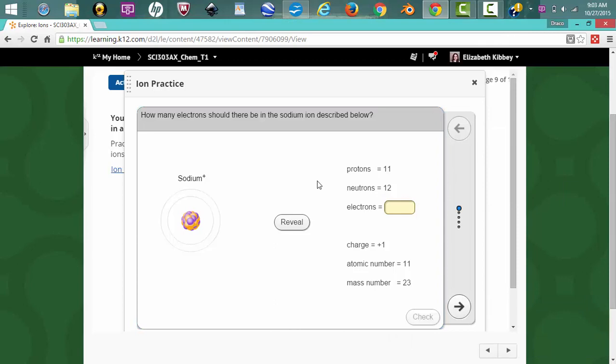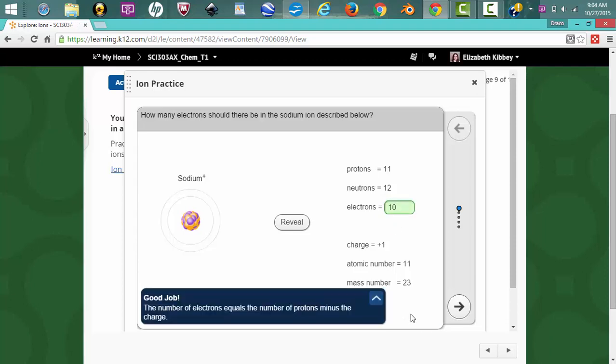So looking at protons, we have 11 protons, and we know that the sodium atom is positively charged. It's got a positive sign. So that means that we must have 1 more proton than electron, therefore having 10 electrons.